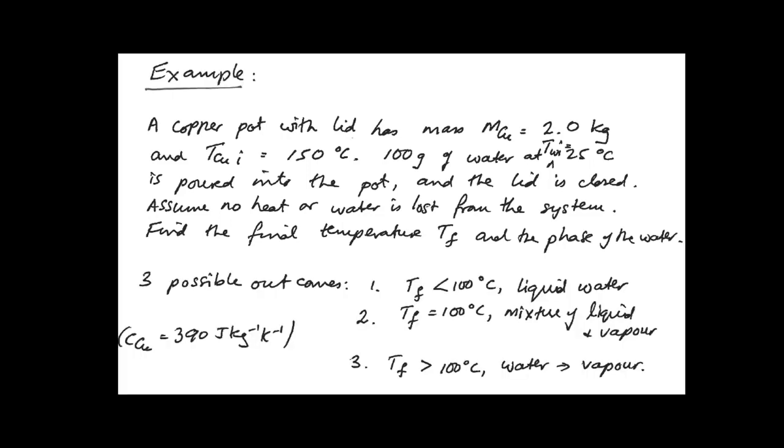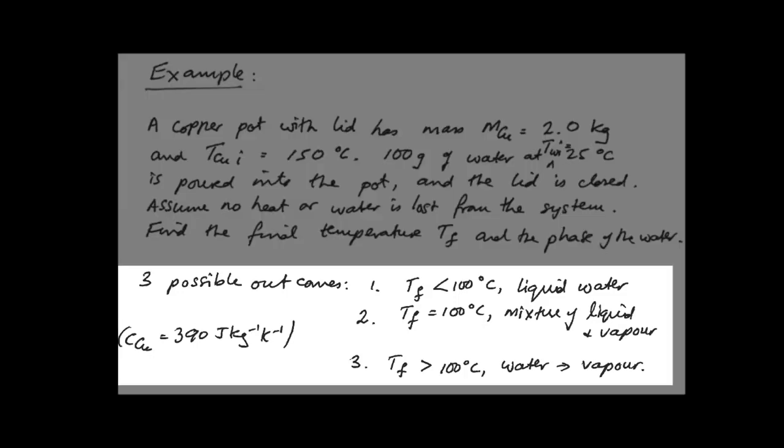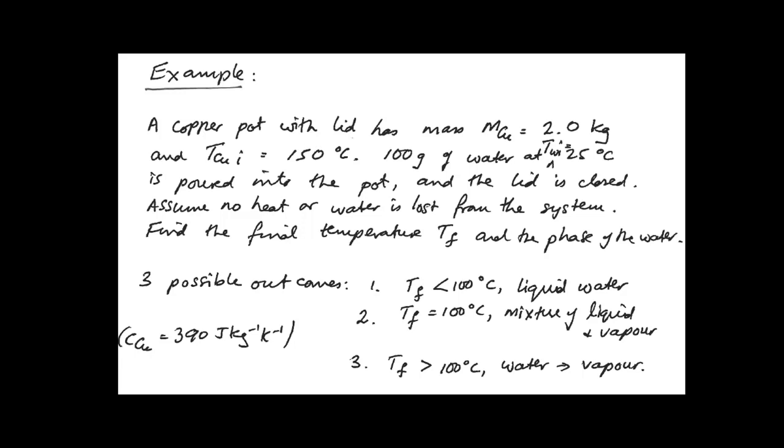There are three possible outcomes that we need to investigate. First, that the water just heats up to a final temperature that's below 100 degrees centigrade, so none of it converts to vapor, and it is liquid water, just hotter liquid water. The second option is that it ends up as a mixture of liquid and vapor at 100 degrees centigrade. The third option is that all of the water is converted to vapor and that the temperature of that steam is greater than 100 degrees centigrade. So we must test each option.